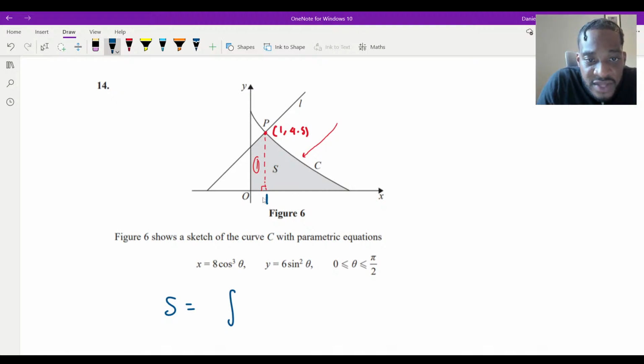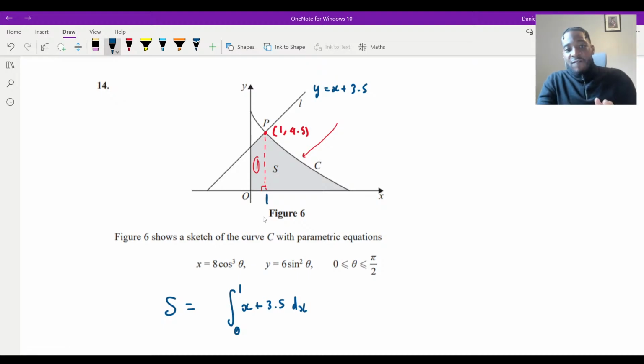That's a 1, by the way. Integral between 0 and 1 of that curve, of that line, sorry, L. And we figured out that that is equal to x plus 3.5. So that's going to be x plus 3.5 dx, right? That's going to give us the area of that part on the left, right?